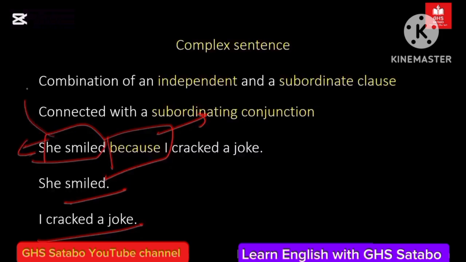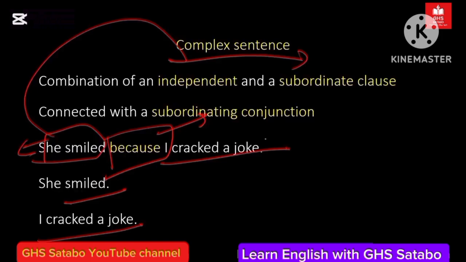That means this is a dependent clause. "I cracked a joke" makes complete sense and hence it's an independent clause. If you remove "she smiled" from the sentence and just leave "I cracked a joke," the sentence will still hold good. It doesn't need any other dependency to make its meaning complete.